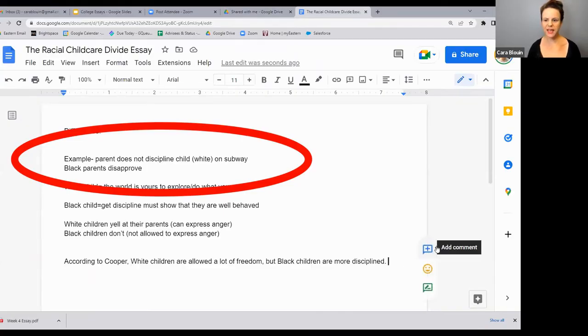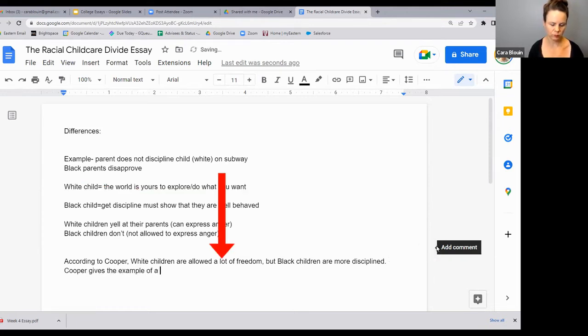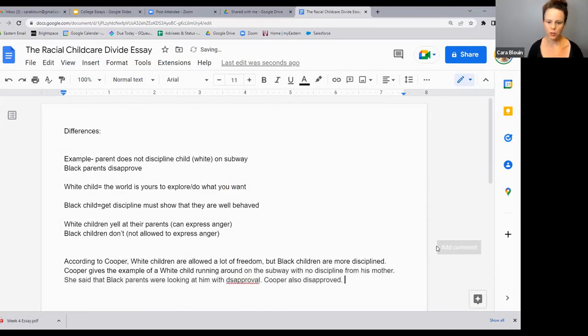I'll start with the example that Cooper wrote in her article. So I've started by paraphrasing that first sentence from my messy list, the example of the white child running around on the subway and the Black parents disapproving. And I added that sentence, making sure to say that this is Cooper's. So I say Cooper gives the example and Cooper also disapproved. Now I'm ready to go to the next part.